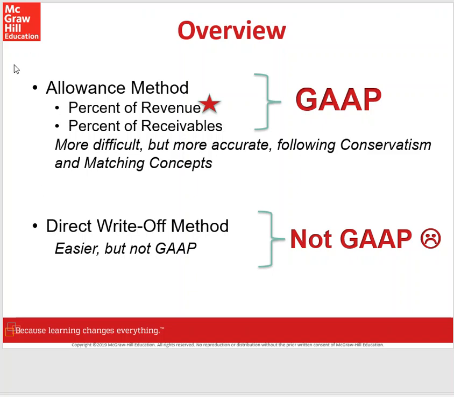But big picture, allowance method versus direct write-off method. Allowance method follows GAAP. Direct write-off method doesn't. Within the allowance method, we'll look at two techniques. And the one that you should really focus your studying on is the percent of revenue technique. You will have, I think, just one or two questions on your test about percent of receivables. I think you'll have it in one homework problem, but the majority of your study should focus on the percent of revenue technique, which is part of the allowance method.